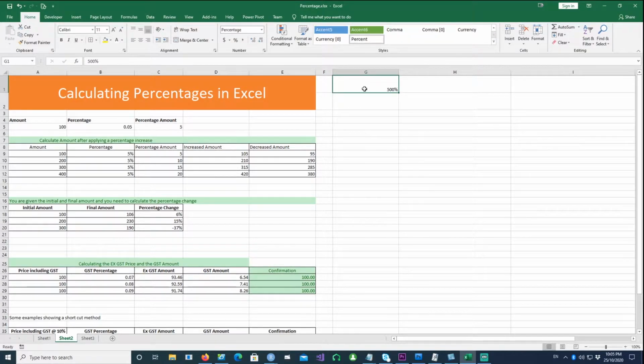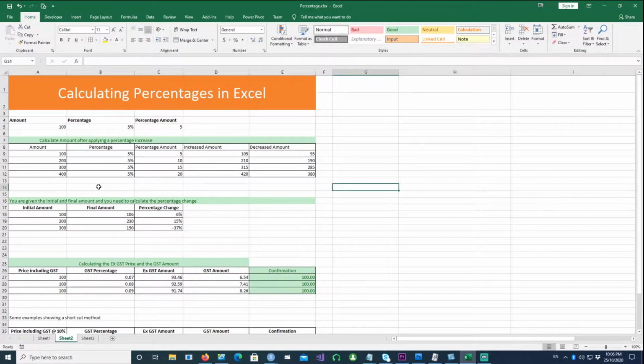So always give the percentage as 0.05 for 5%, 0.1 for 10%, etc. If I need to apply the percentage, all I need to do is take the amount, which is A5, and multiply it by B5. So that gives you the percentage amount.